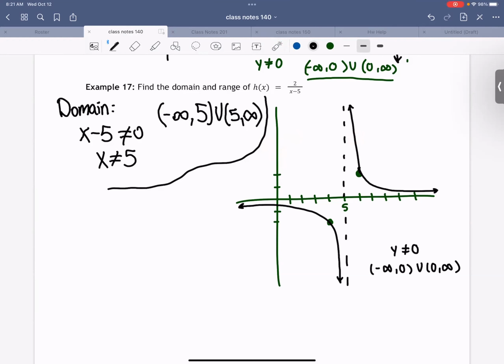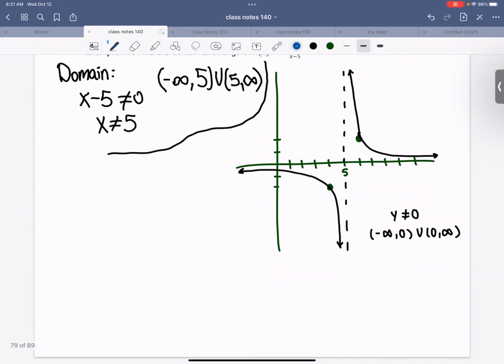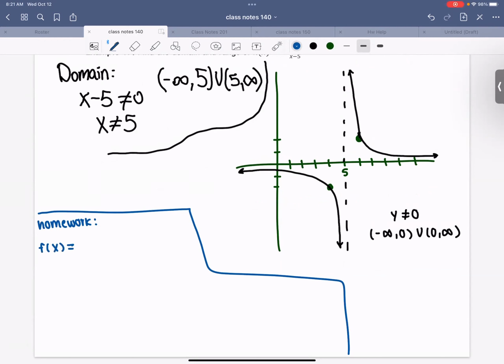Okay, before we go on, I want to tell you one more thing about the homework. I'm going to write homework here. I took a peek at your homework yesterday, and I saw a question that looks a little bit different than what we've been doing so far. I think it was f of x equals 10 over x squared plus 2x minus 1. No, let's do plus 1.